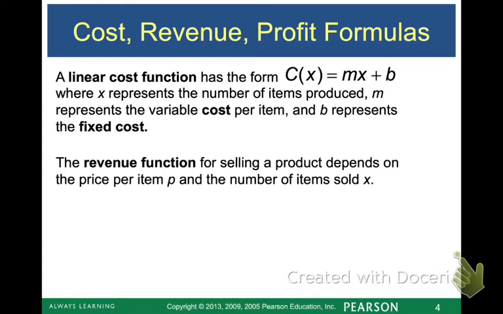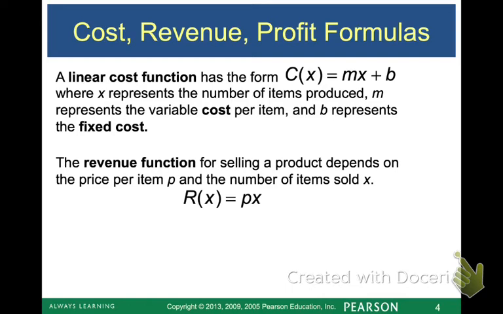Next, we're going to look at problems that have to do with cost, revenue, and profit. So these are some formulas you're going to want to write down. First of all, a linear cost function, C of x equals mx plus b, where x represents the number of items produced, m represents the variable cost per item, and b represents the fixed cost.